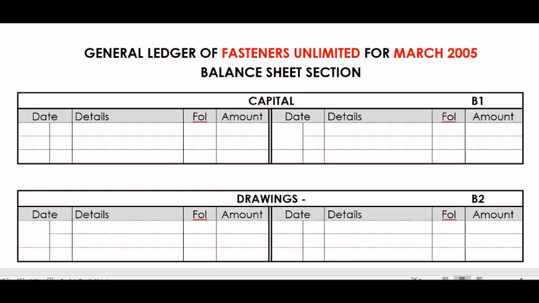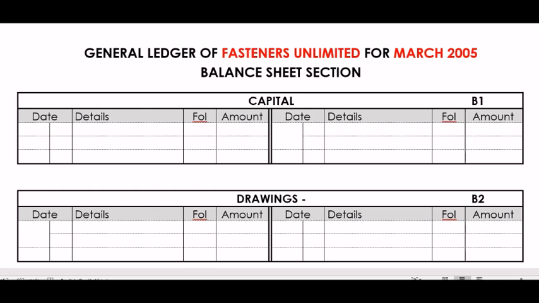It has two sections, a balance sheet section, which is for all of the assets, owner's equity items, and liabilities, and a nominal section, which is only for the income and expense accounts.